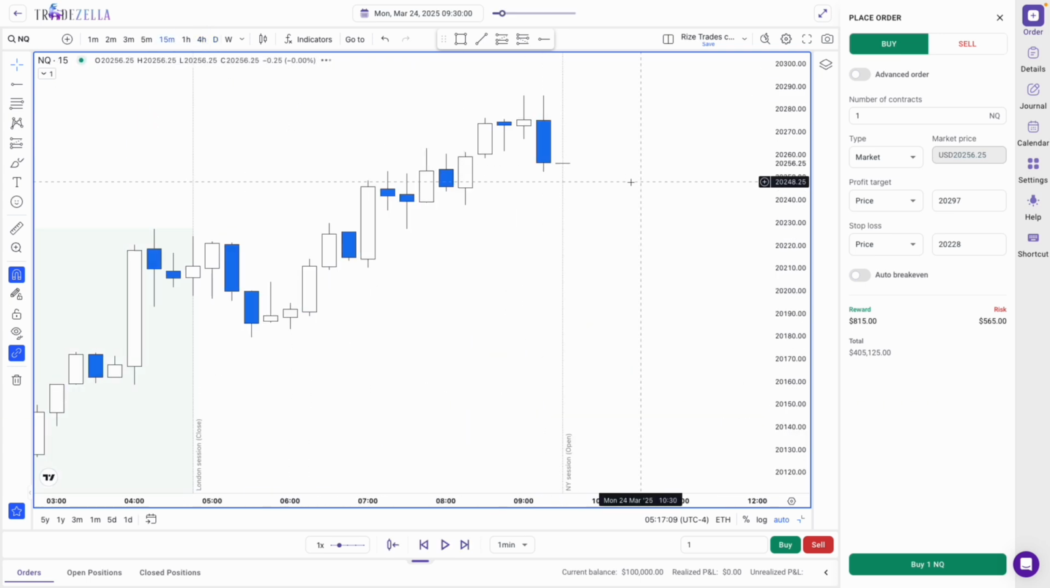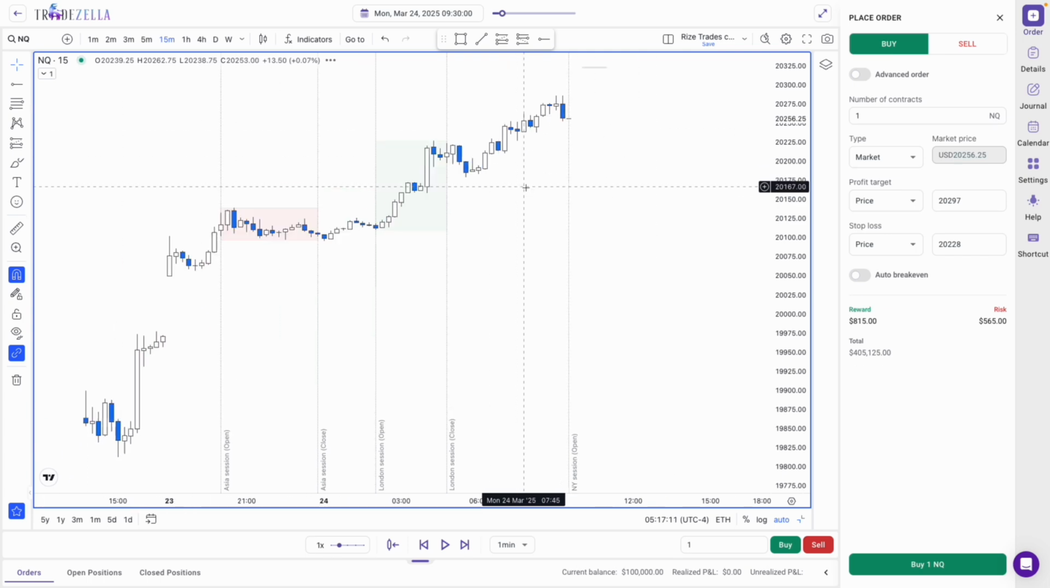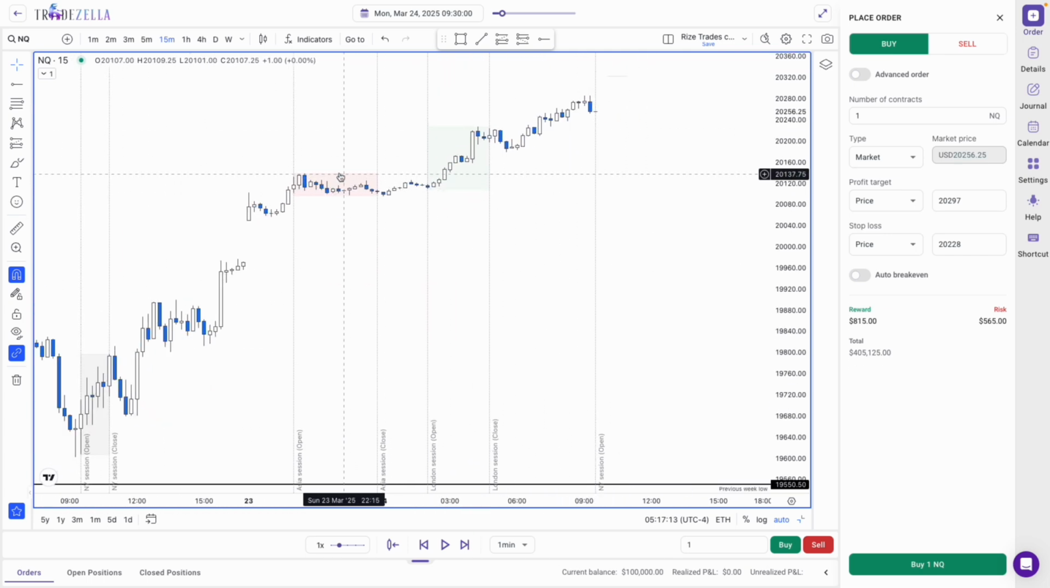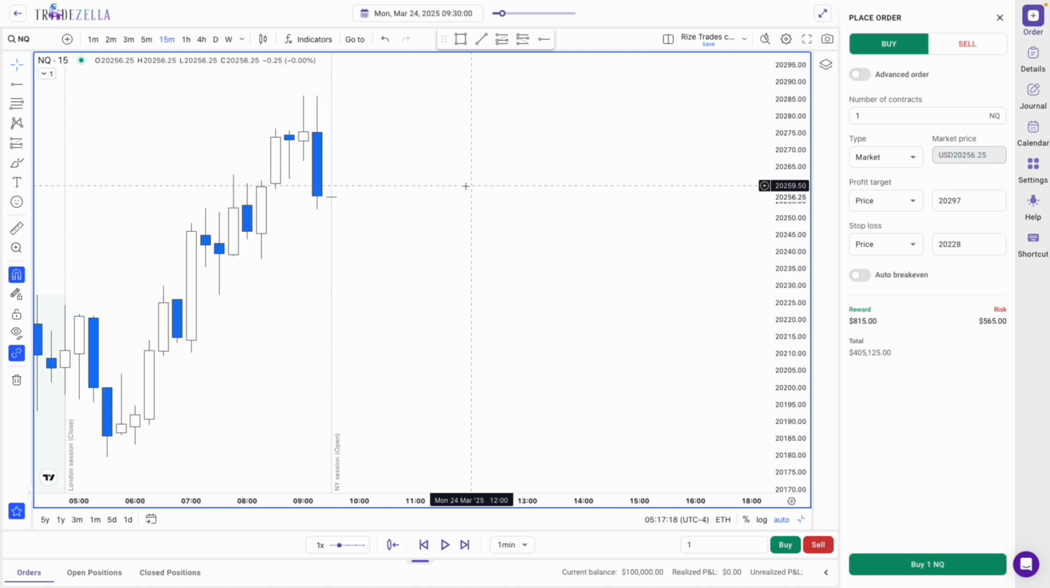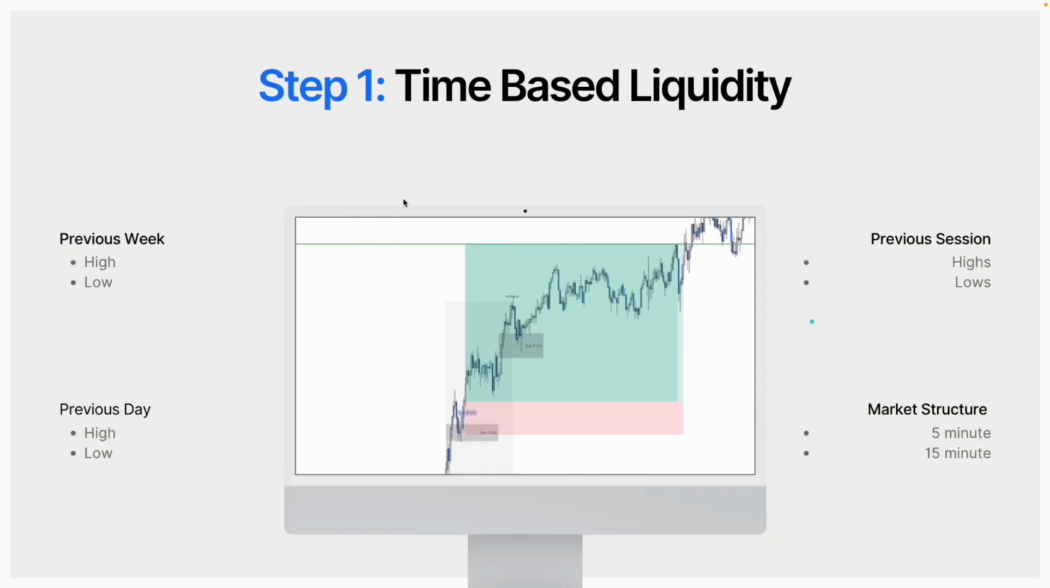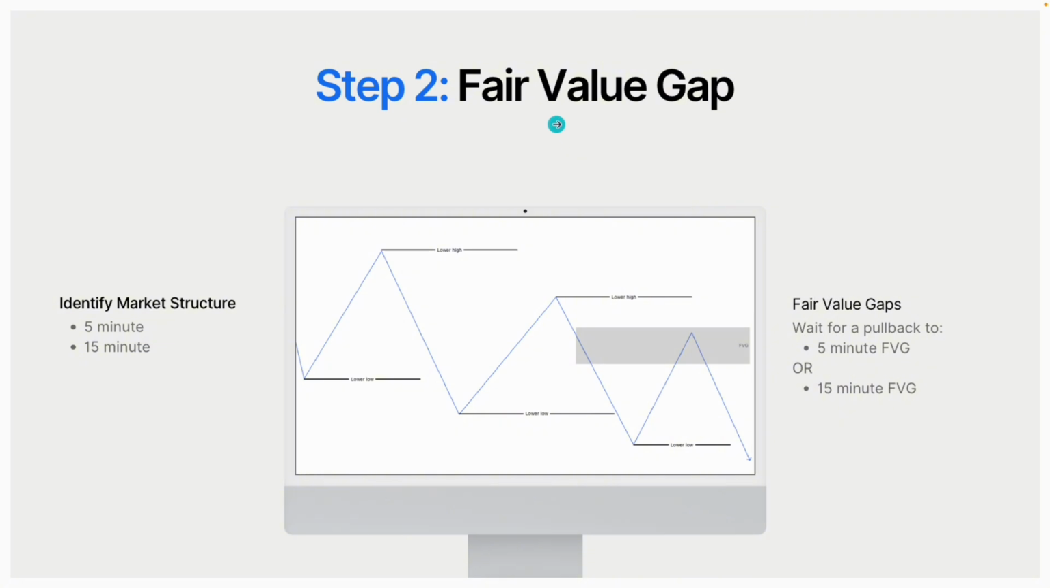And then obviously if we drop down to the 15-minute time frame, you can see that we've got our previous session highs and lows in terms of Asia and then London session as well. But essentially, step 2, fair value gaps, is what we're going to be focusing on next. So 5 and 15-minute structure.